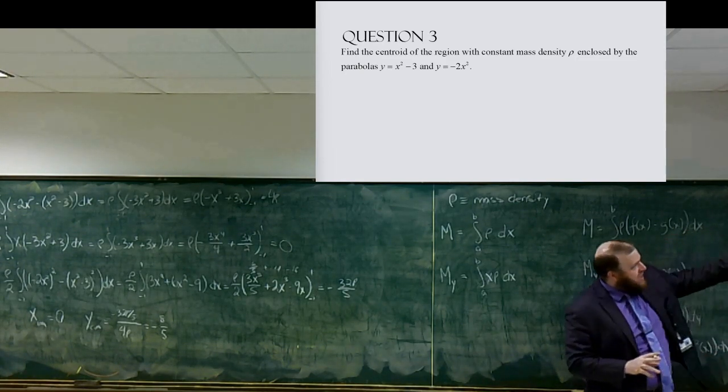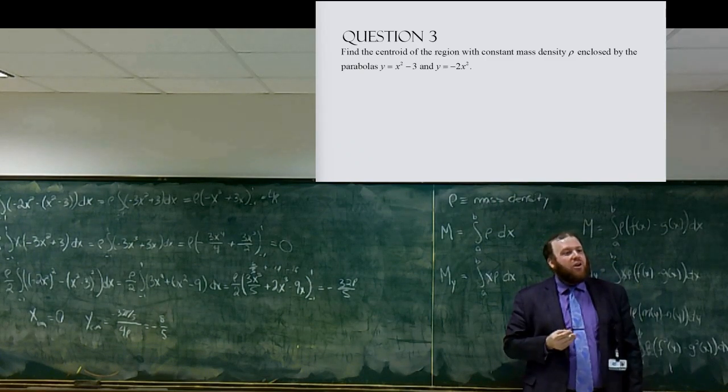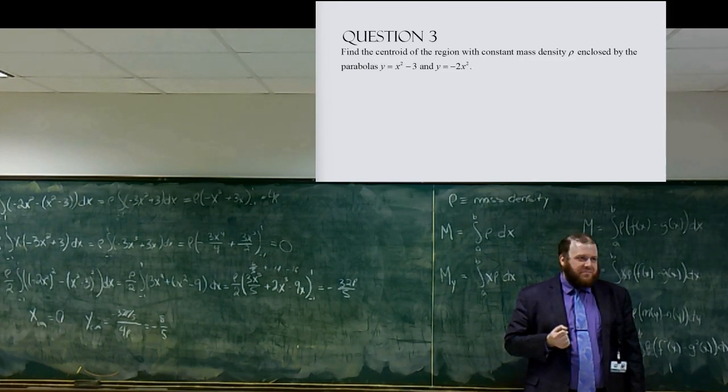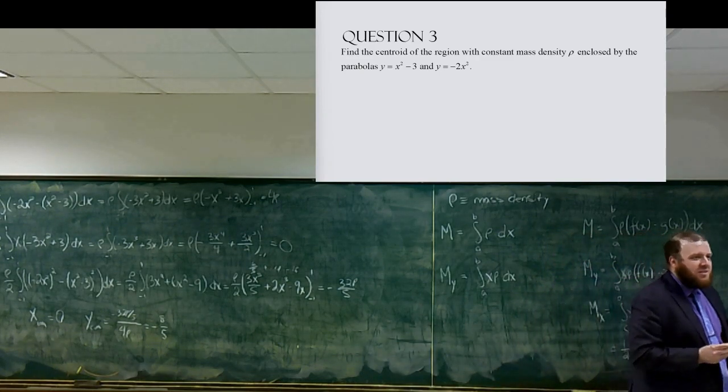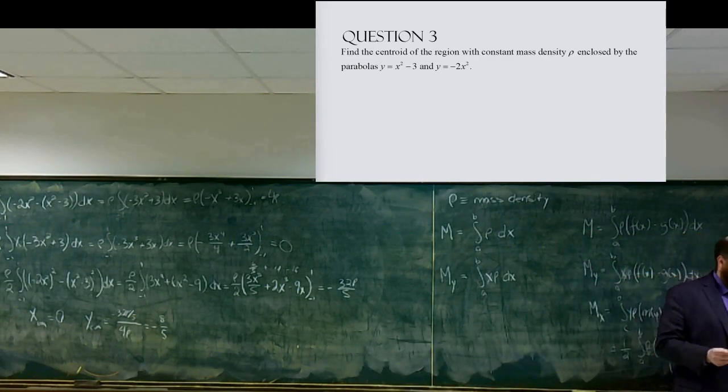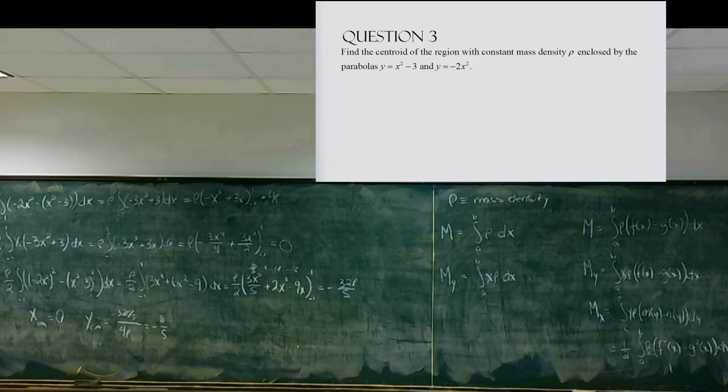So if you get constant mass density rho, you can just treat rho as 1, which is what I'm going to do in the future problems. But you have to be careful. You have to read what the question is actually asking. If it's just asking for center of mass, just ignore the rho, right? Treat it as 1. If it's asking for the mass and the moments, you do need rho.